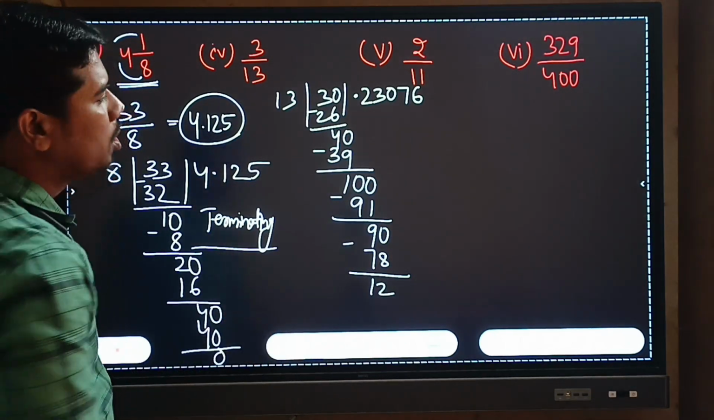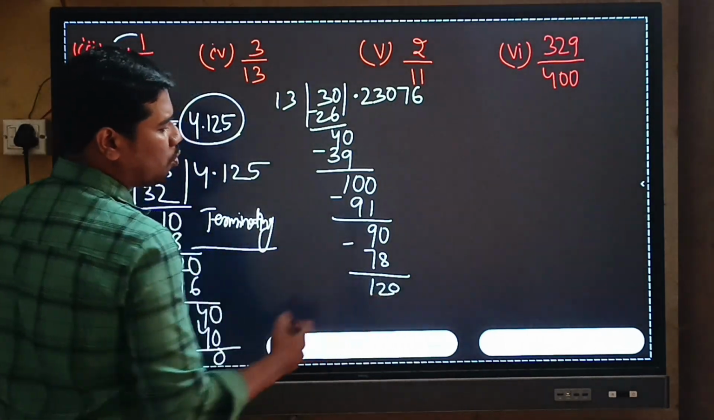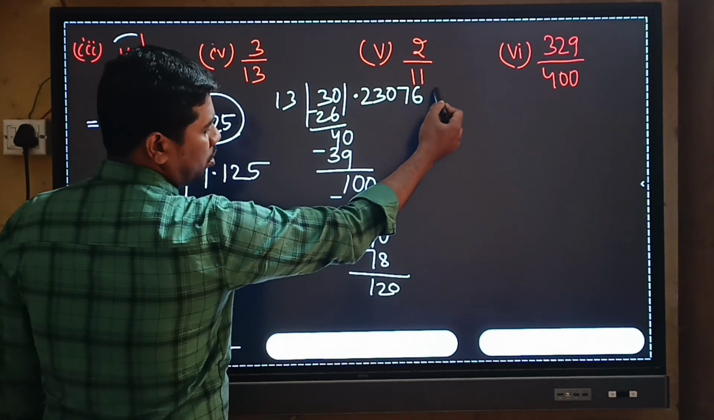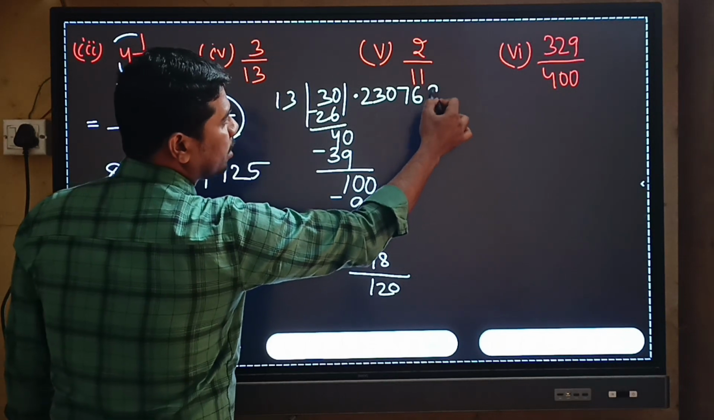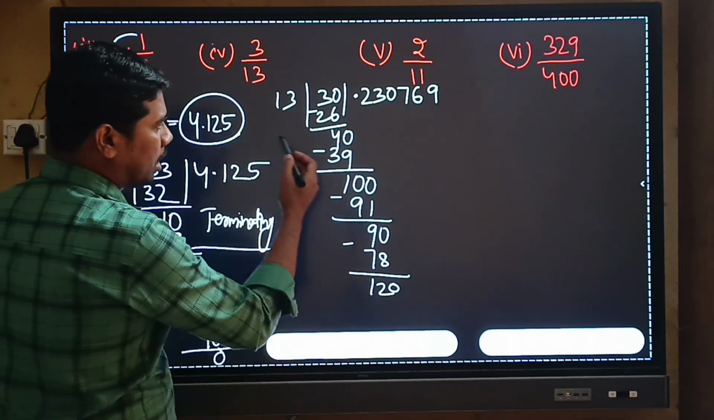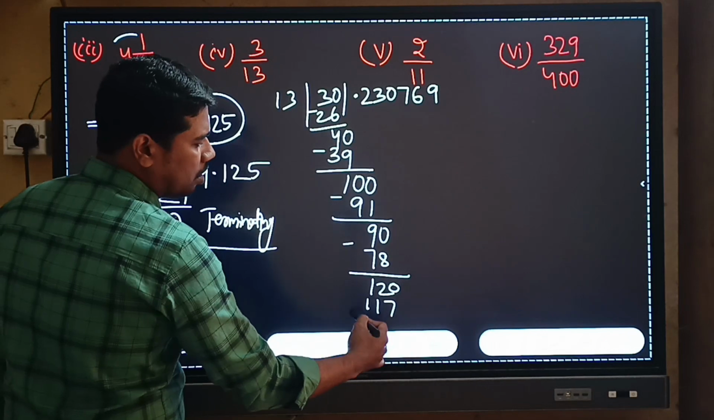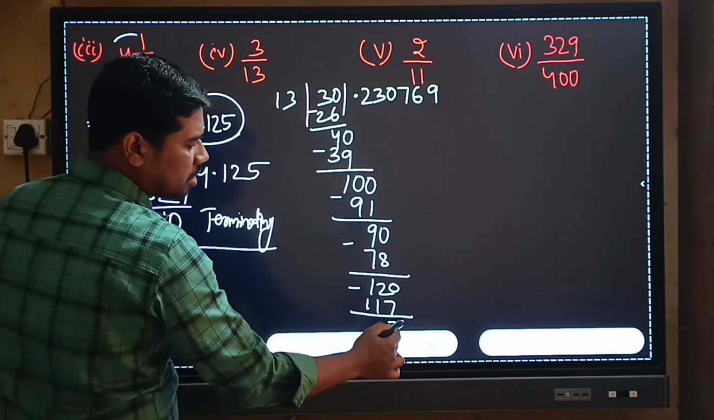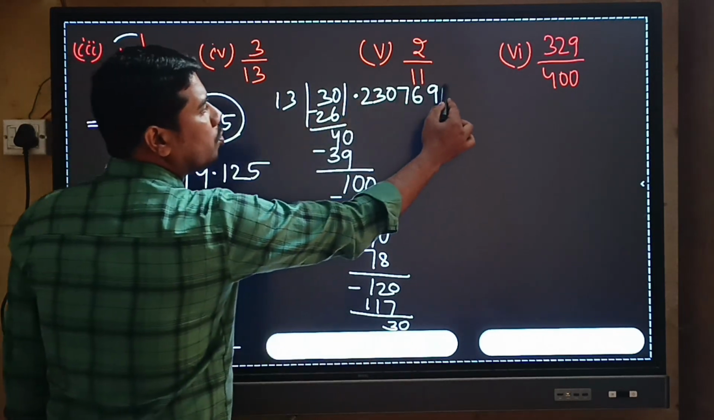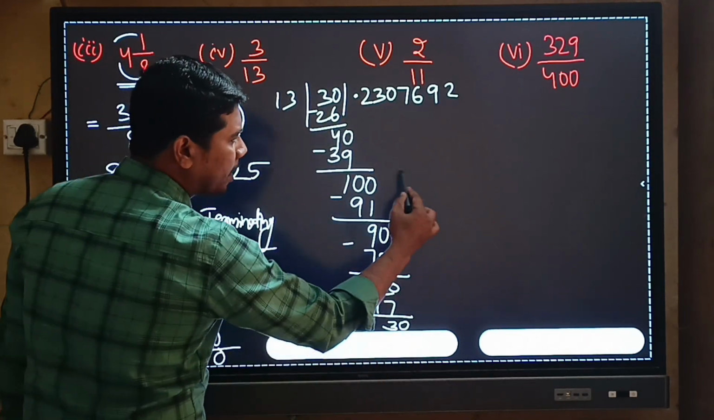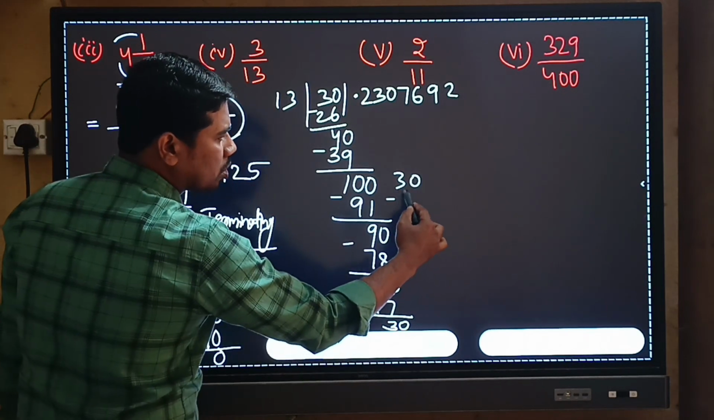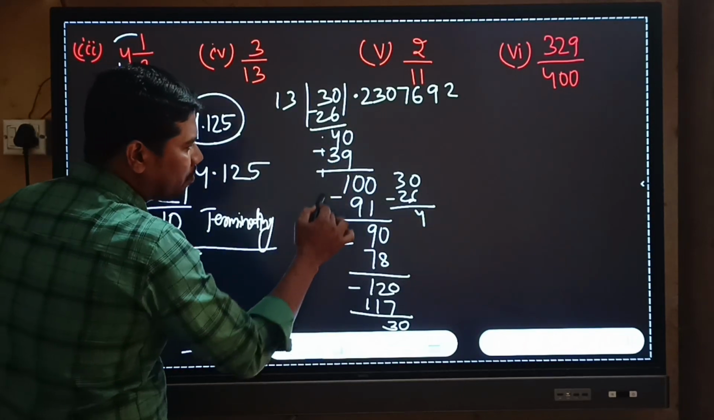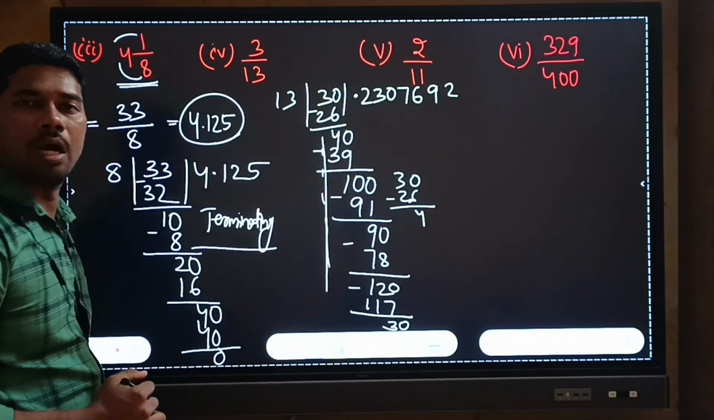The result is 12. So the point is there, means 120 it will be. 13 8s are 104, 13 9s are 117. So I have written 9 here. Then again 3. Then the point is there, means it will be 30. Then 13 2s are 26, that leaves 4. Again this one will come, again this sequence will come.